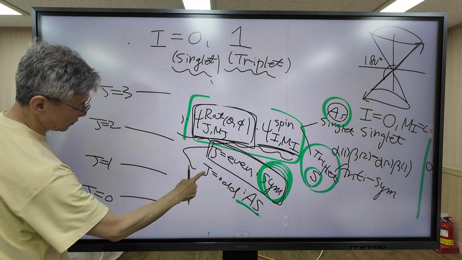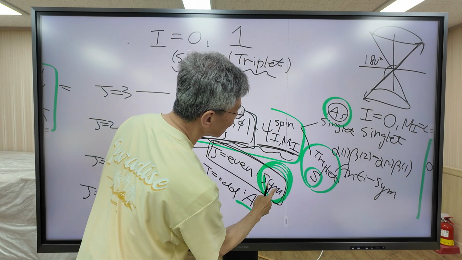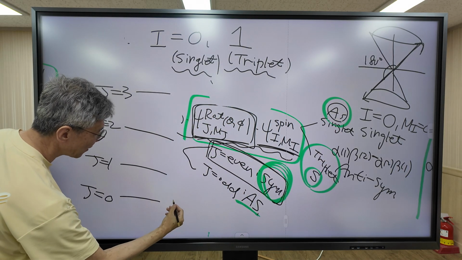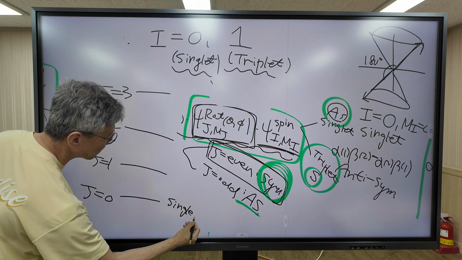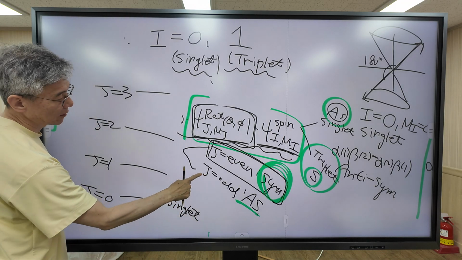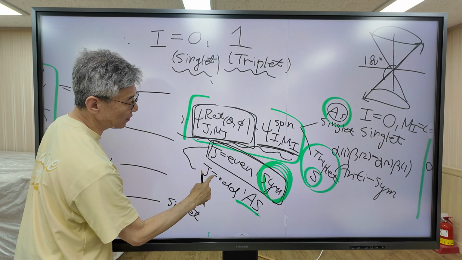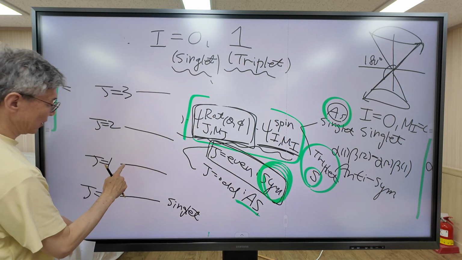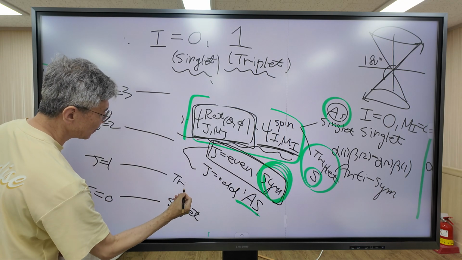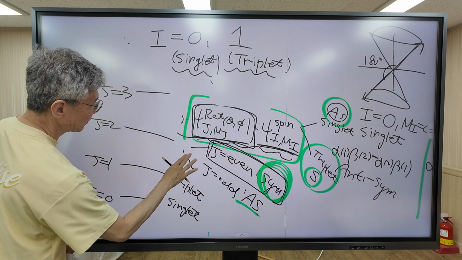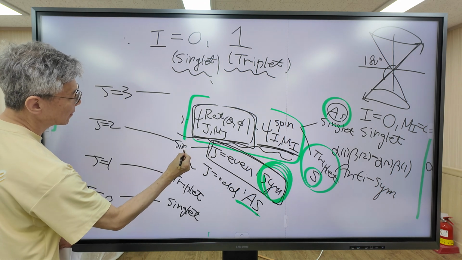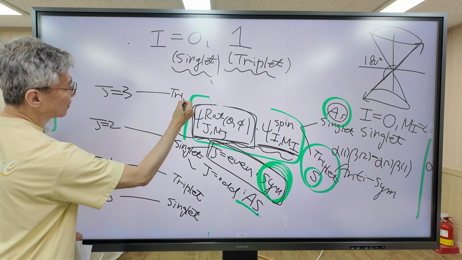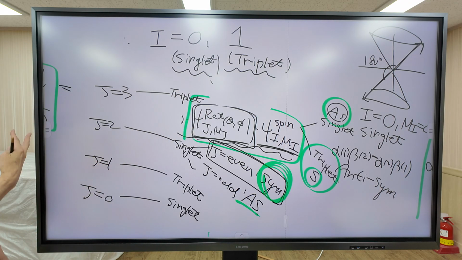So when I draw rotational state, this even number rotational state must couple with antisymmetric singlet state. This one must pair with singlet state. And this one, rotational state with odd J number, pairs with triplet state, which is symmetric. So this one couples with triplet state. This one couples with singlet state. This one couples with triplet state. This is our result.